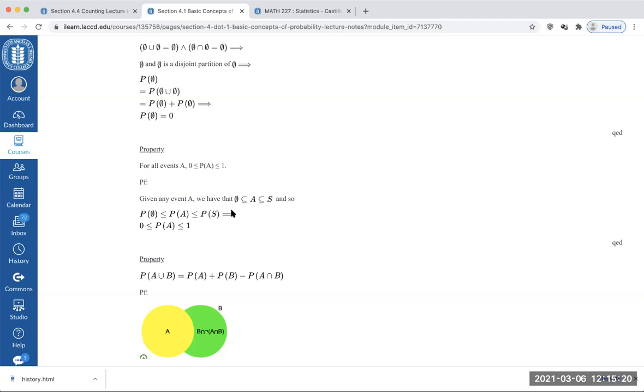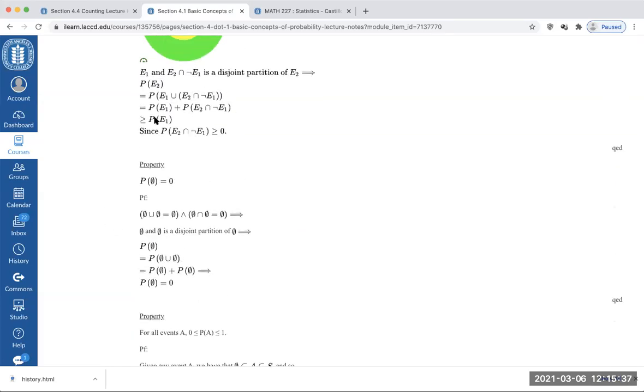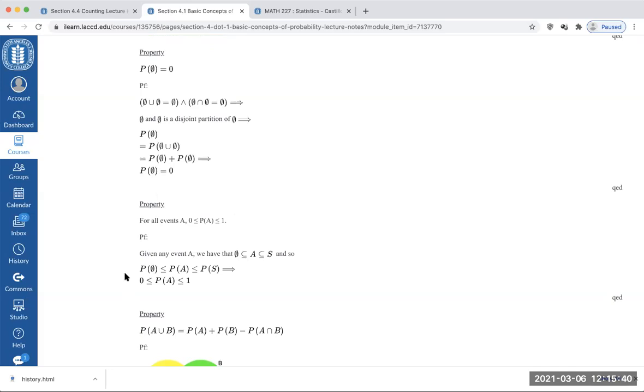And the empty set is a subset of A. That's due to the property that the empty set is a subset of all sets. Therefore, by this first property that we showed, the probability of the empty set is less than or equal to the probability of A, which is less than or equal to the probability of S. By the first Kolmogorov axiom, the probability of S is 1. By the previous property, the probability of the empty set is 0. Therefore, the probability of A is always between 0 and 1.